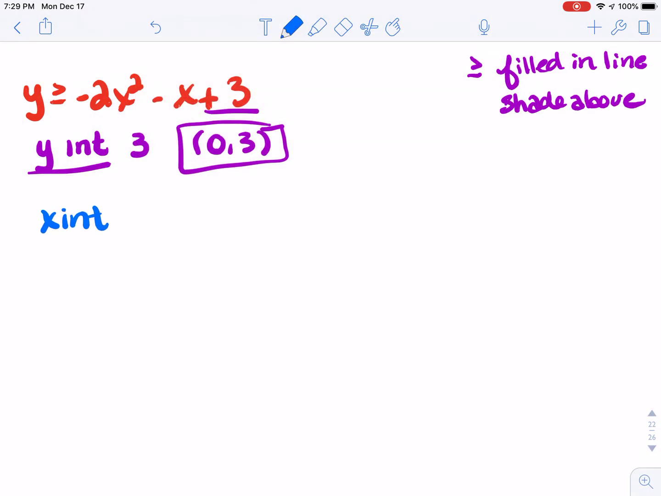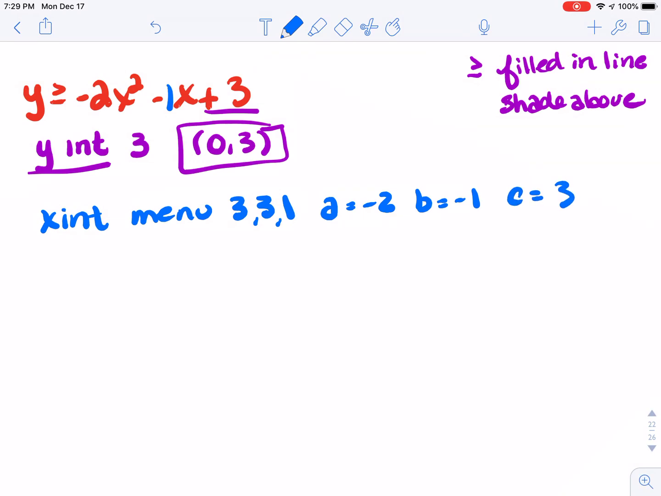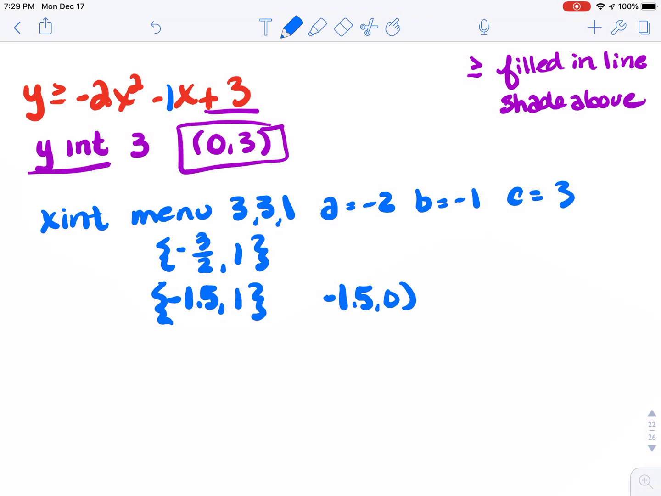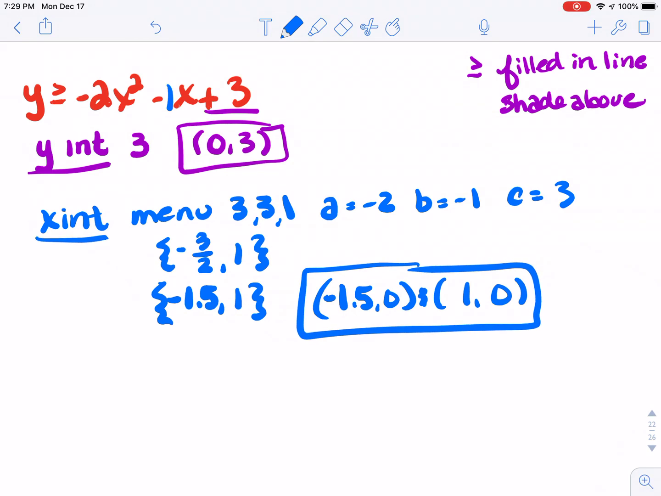If I want to do my x-intercepts, I'm going to do menu 3, 3, 1 for this equation. So a is negative 2. Assume there's a 1 in there, so b is negative 1 and c is 3. If I plug in negative 2, negative 1, and 3, then the set that I get is negative 3 over 2, 1. Now remember, negative 3 over 2 is negative 1.5. So if that's my set and they're x-intercepts, it's going to be (-1.5, 0) and (1, 0). Okay, there are my x-intercepts.